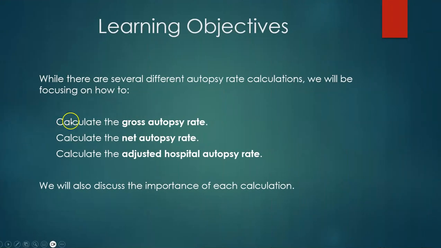Let's consider our learning objectives for today. While there are several different autopsy rate calculations, such as fetal autopsy rates or newborn autopsy rates, today we'll be focusing on how to calculate the gross autopsy rate, the net autopsy rate, and the adjusted hospital autopsy rate. We're also going to be discussing the importance of each of these calculations.